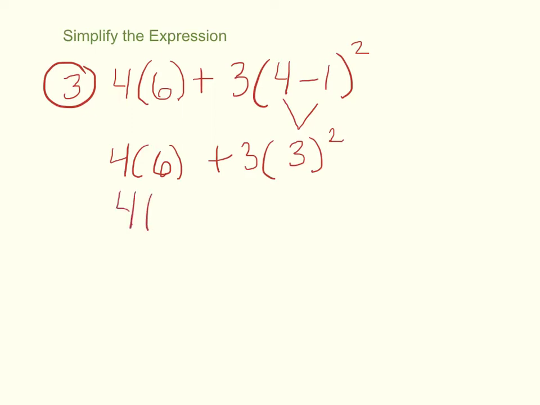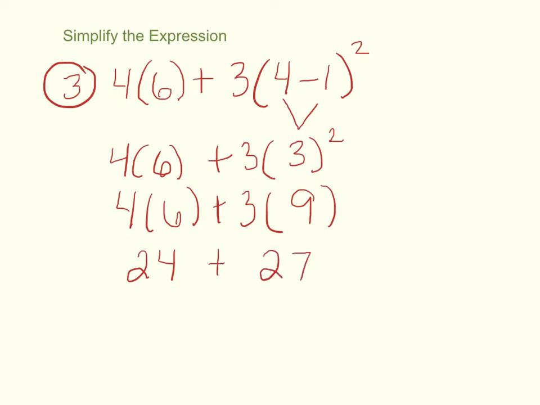So you have 4 times 6 plus 3 times, now 3 to the second means 3 times itself, so 3 times 3, which is 9. Okay, and then you have 4 times 6 plus 3 times 9. And now there's two different multiplying, so we go left to right. So 4 times 6 is 24 plus 3 times 9, which is 27. Okay, so now you add those together and you get 51.